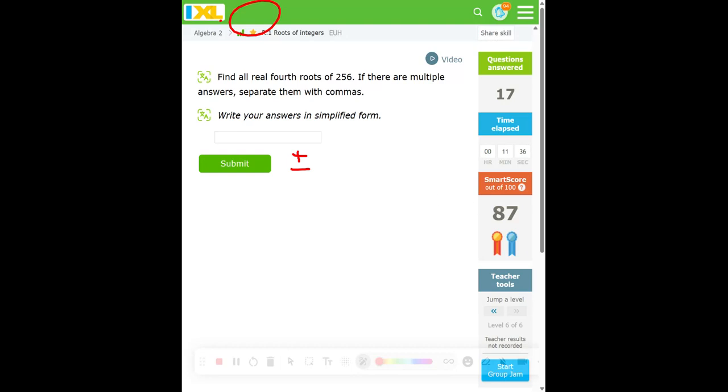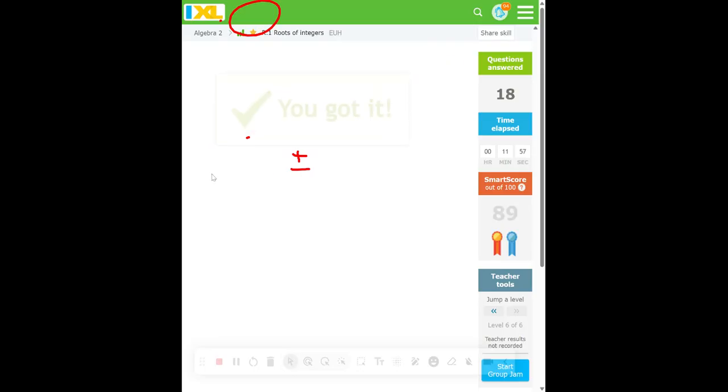Okay? So, 4 root, so make sure you give plus and minus. Okay? So here we go. 4 root of 256. Alright? So over here, make sure you answer plus and minus 4. Okay? Plus and minus 4. Okay? So here we go.